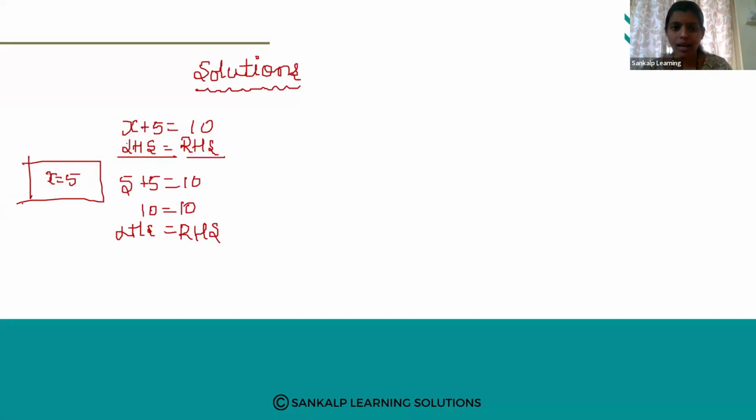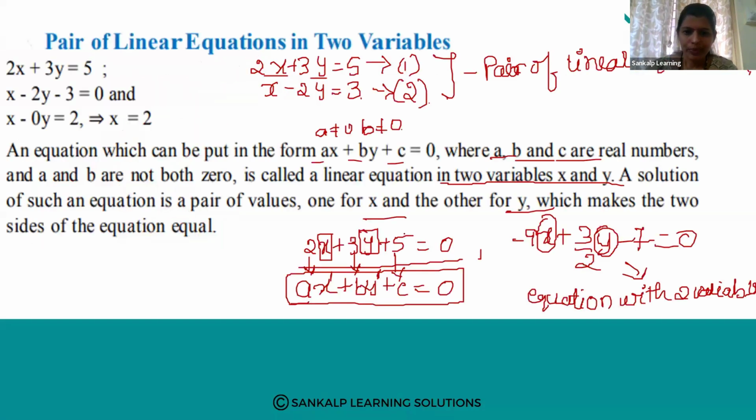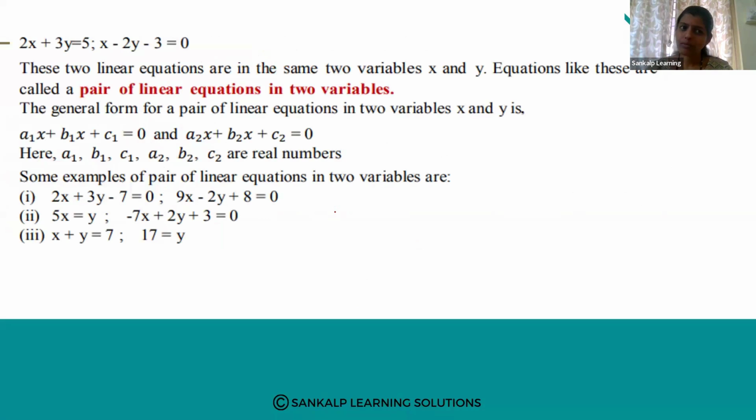How many solutions did I get here? Only one solution, because it is an equation in one variable. If the equation contains two variables, in that case, I am getting two solutions. One for x and one for y. A solution of such an equation is a pair of values, one for x and the other for y, which makes the two sides of the equation equal. Okay. Next.